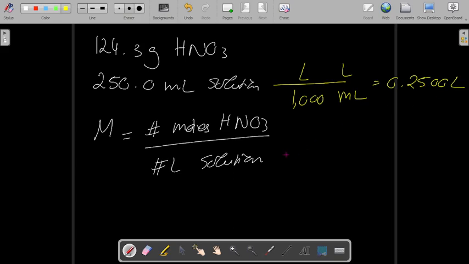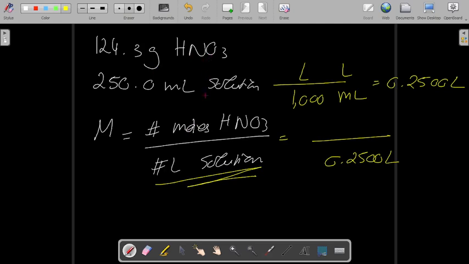0.2500 liters. So I have this right here. This is what I calculated, okay? So I have the bottom part, 0.2500 liters. I need to find my moles, okay? To be able to find the moles, I need to know how many grams are in 1 mole for this substance right here. So I need to go to my periodic table.